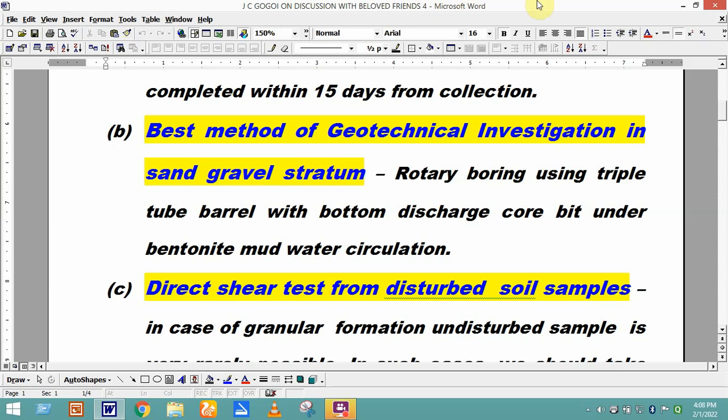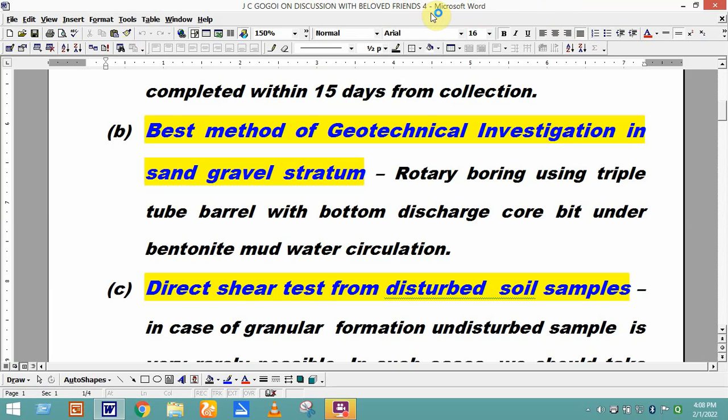So it is the best method of geotechnical investigation in sand gravel stratum, using triple tube drilling with bottom discharge core bit under bentonite mud water circulation. I hope you will understand about the formation. That is normally what happens.